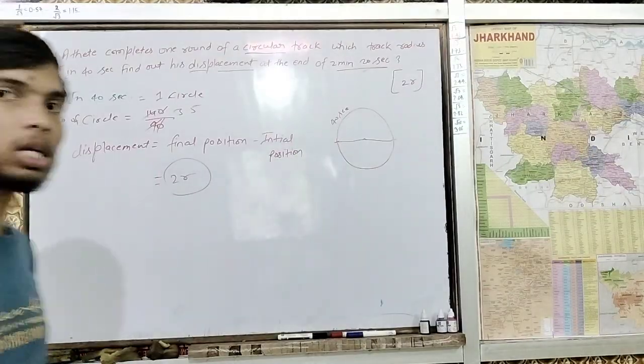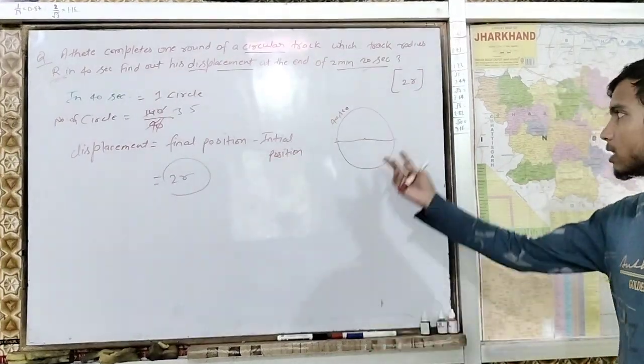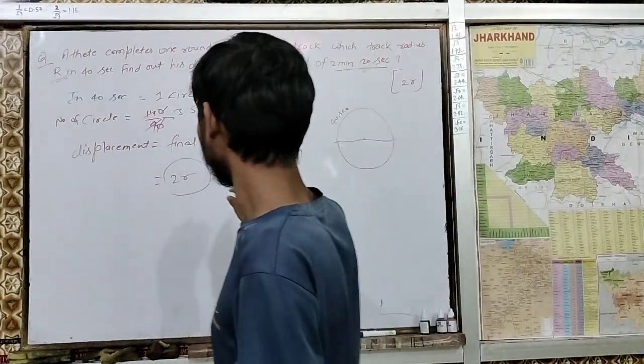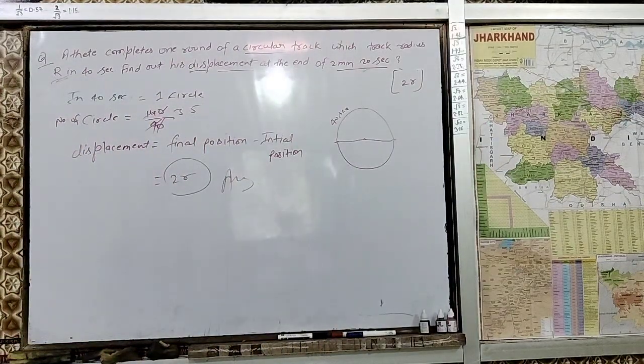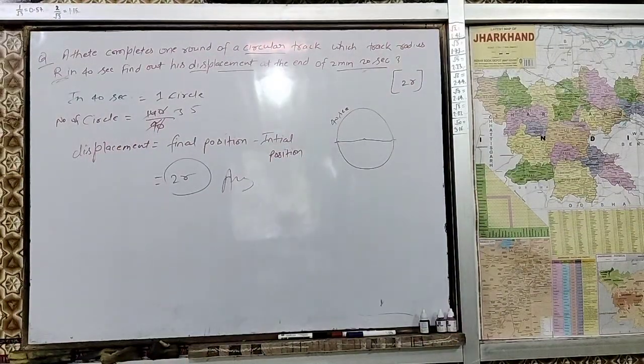But what is the meaning of this answer? It is telling that 2r is the displacement of these 2 points. So this is your answer. Just have a look, then I will erase it. Next question, let me write.